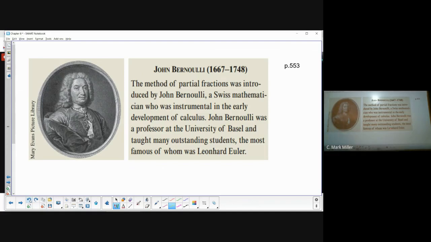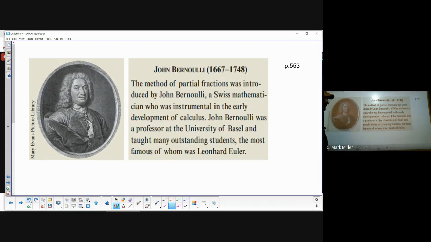He had many outstanding students, the most famous of whom was Leonhard Euler. And Leonhard Euler might be the most prolific mathematician of all times. He had so many results. A legendary mathematician, Euler is. But Bernoulli stands as one of the greats as well.